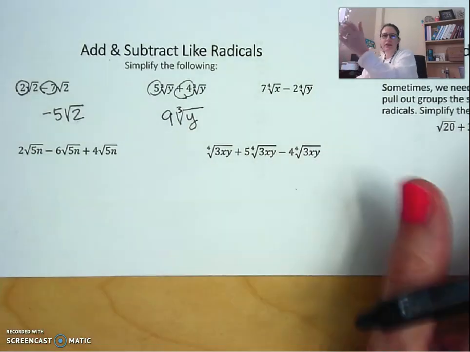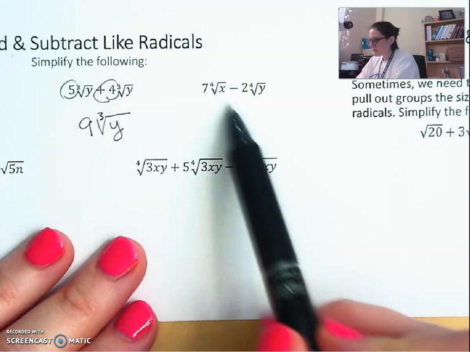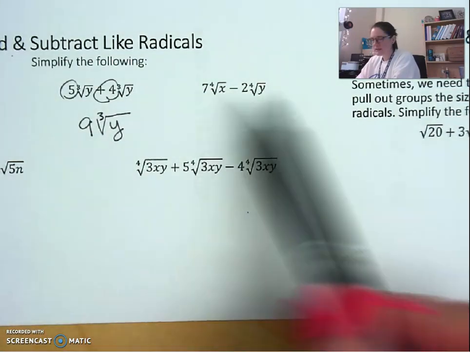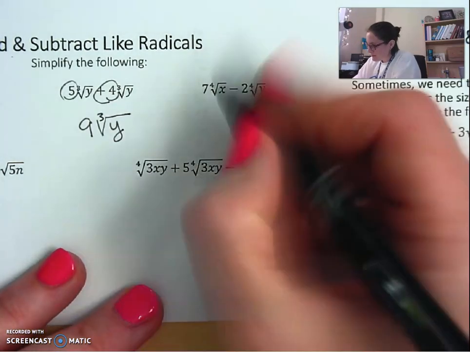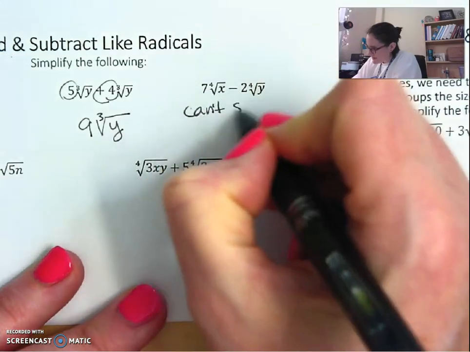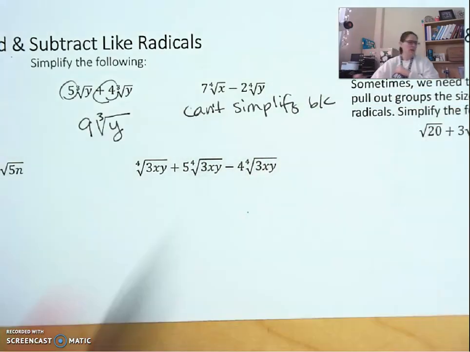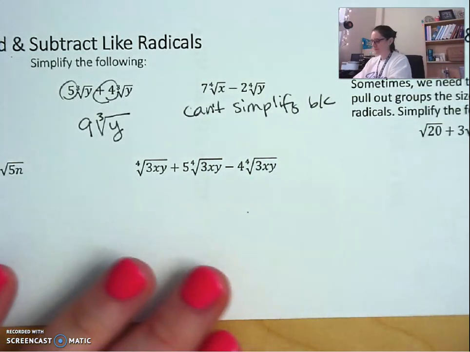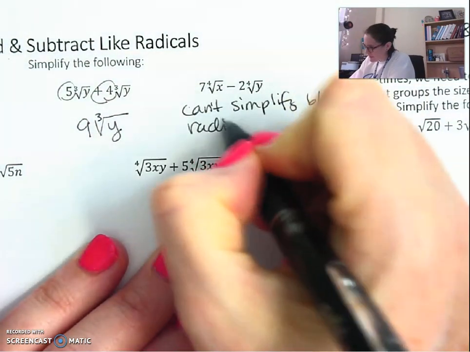In this next example, the radicands match, the roots match, so we can do math on the coefficients. 5 plus 4 is 9, so I have 9 cube roots of y. In this example, they don't match, right? The roots match, but the radicands don't. So in this case, you can't add, you can leave it like that. You can write NA for not applicable. I'm just going to write here, can't simplify because radicands don't match.